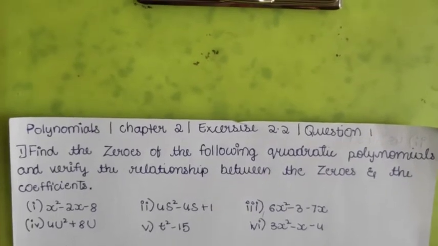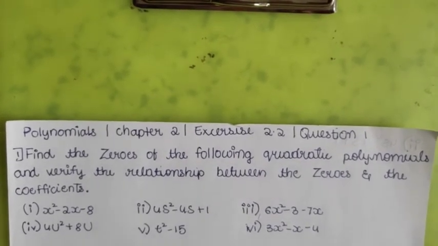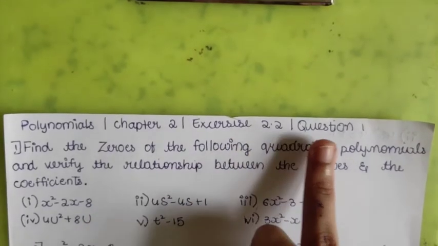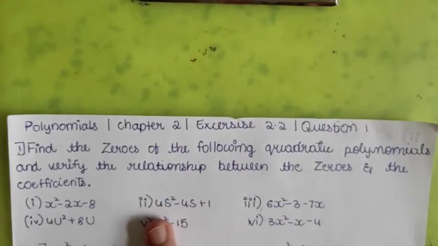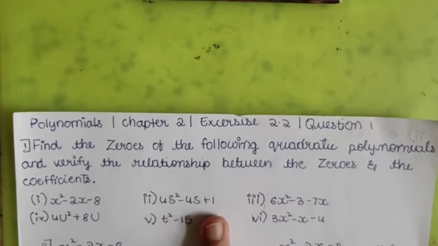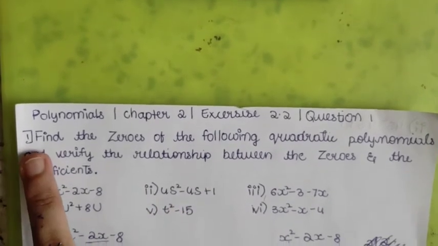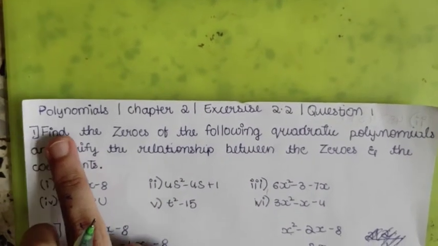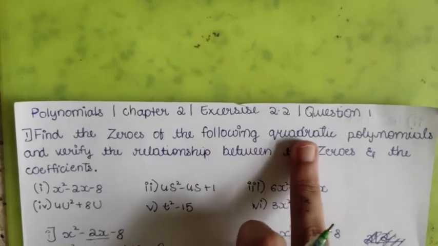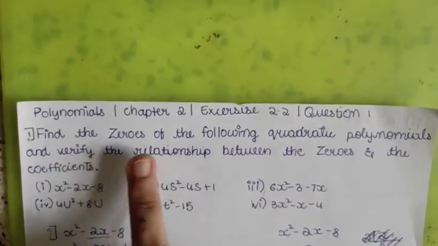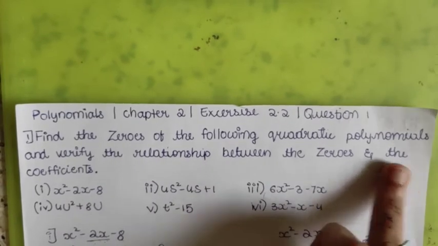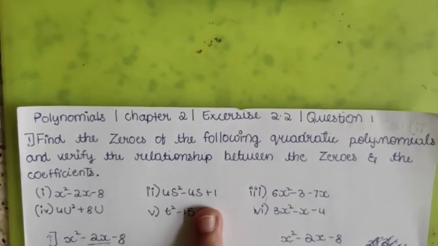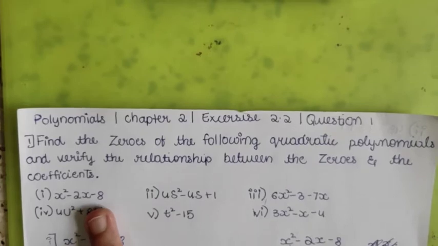Everyone, welcome back. In this video, we are going to learn exercise 2.2 question number 1, the second part, that is 4s square minus 4s plus 1. First let's read the question: find the zeros of the following quadratic polynomials and verify the relationship between the zeros and the coefficients. The first part is in my previous video, please see my previous video. And here we have our second question, that is 4s square minus 4s plus 1.